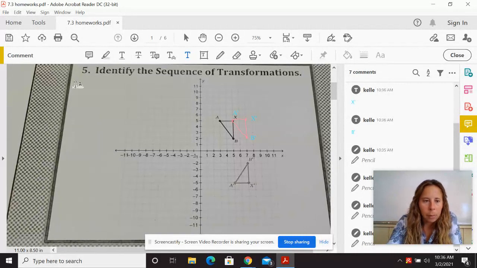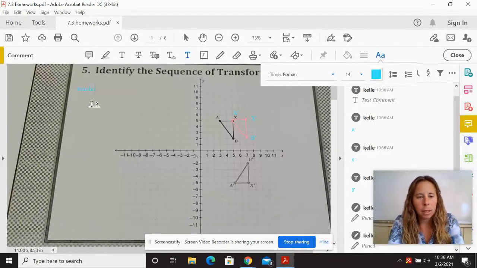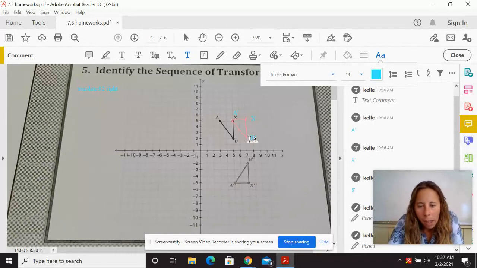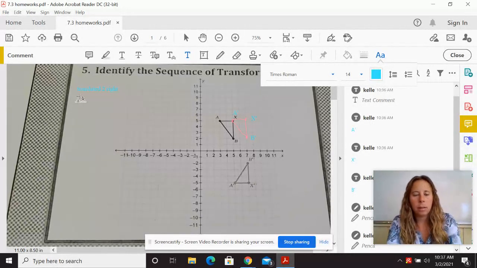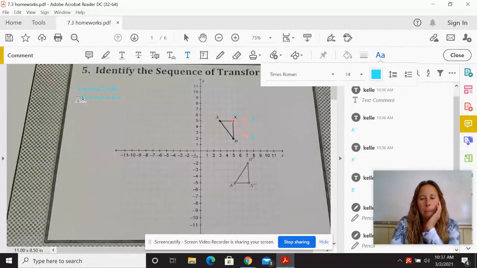Now let me write down my steps. So I translated 2 to the right. Now I can see that they are both an equal distance from the x-axis. B1 is 2 away. B2 is at -2, so it's also 2 away. So I can reflect directly over the x-axis. B1 is going to land directly on B2.